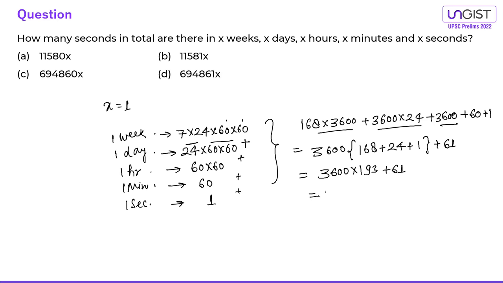When we do the complete calculation, we are getting 694861. Guys, here we have taken X as 1, right? So 694861, obviously D option is the correct choice. Guys, this was a lengthy, calculative question. But yes, if you have time, then definitely you can go for this question because here you will find the sure shot answer. All right. Now let's move to the next one.